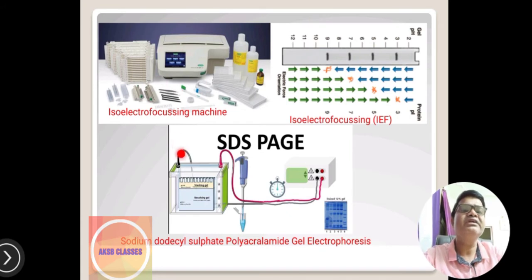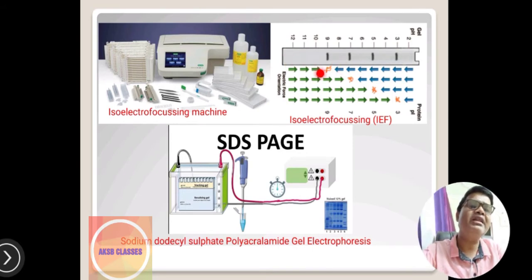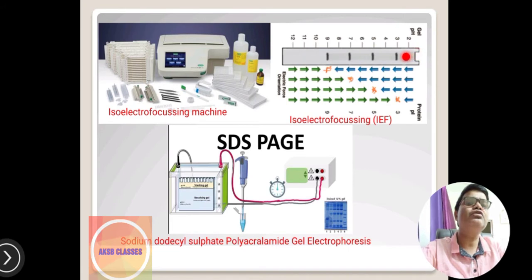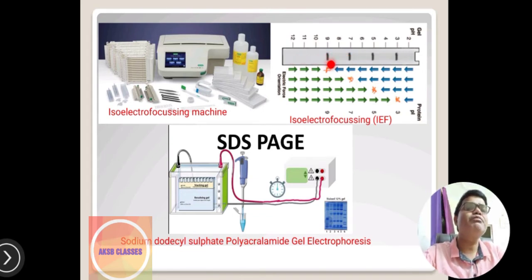So we put the pH strip. This is the pH strip where we load the protein samples. If there is a mixture of different protein samples with different pI, we load the sample from the end where the pH is 0, and then the proteins start to move slowly in the presence of an electric field, and they become static at particular points. Suppose it is 9, it means that protein has a pI of 9.